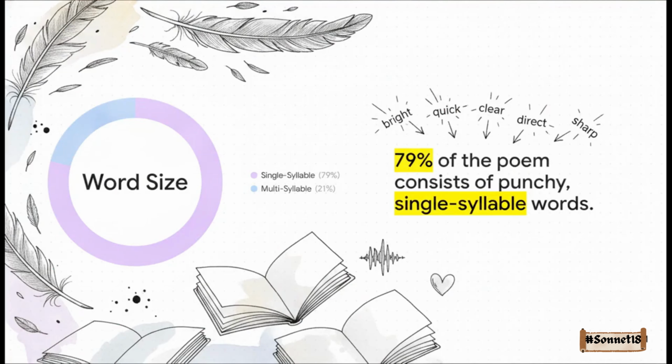Take a look at the sheer data behind his word choice here. Sonnet 18 is incredibly profound, sure, but it is not made of complicated words. In fact, get this, 79% of the poem, that's 90 out of its 114 words, are sharp, single-syllable words. And in that final two-line couplet, every single word is just one syllable. This is the absolute secret to the poem's punchiness and clarity. Short words are direct, they're bright, they're quick, they're easy to absorb, making the rhythm feel incredibly natural and driving that emotional impact straight home.